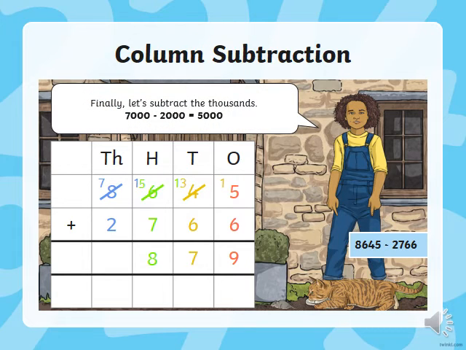Okay, so now we do the 7,000 take away 2,000, or 7 take away 2 is 5,000. So the answer is 5,879.